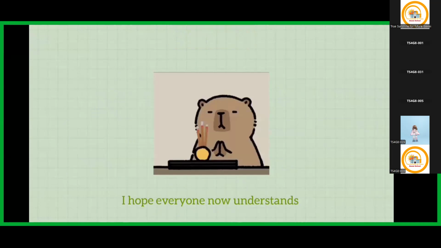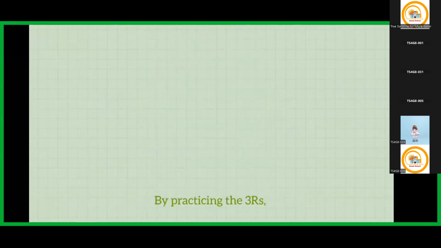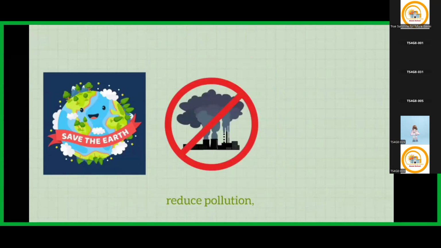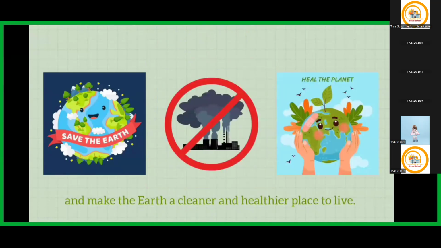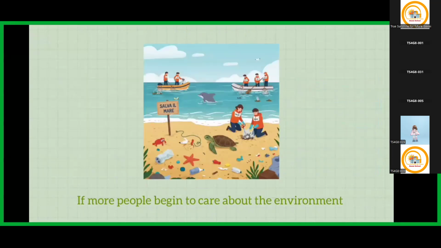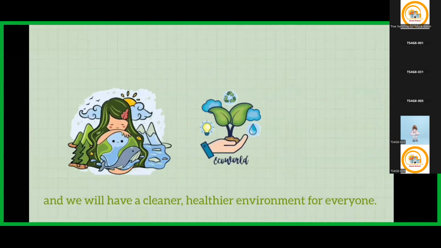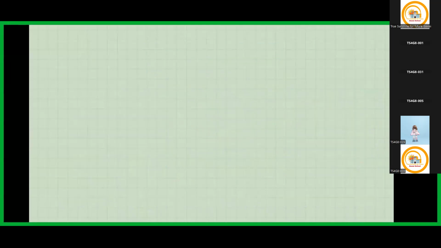I hope everyone now understands the importance of the 3 R's and waste management. I also hope you all start practicing the 3 R's rule and make them a part of your daily habit. By practicing the 3 R's, we can save natural resources, reduce pollution, and make the earth a cleaner and healthier place to live. If more people begin to care about the environment and follow these simple rules, our world will become more beautiful and we will have a cleaner, healthier environment for everyone.